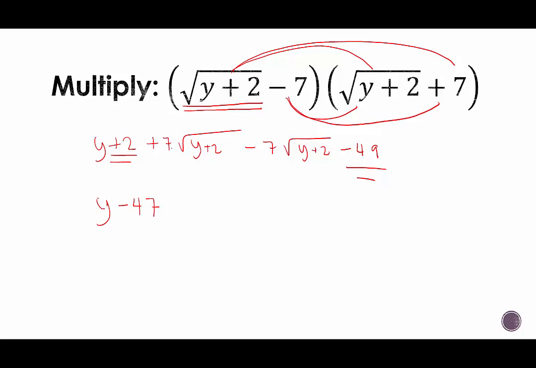And then, look what happens here. We have 7 root y plus 2 and minus 7 root y plus 2. Those end up canceling each other out, leaving us with y minus 47. And what's interesting here is you notice that the final answer doesn't contain a radical.